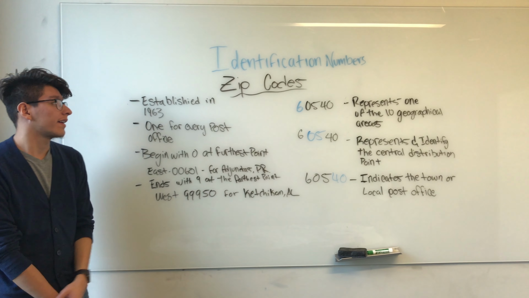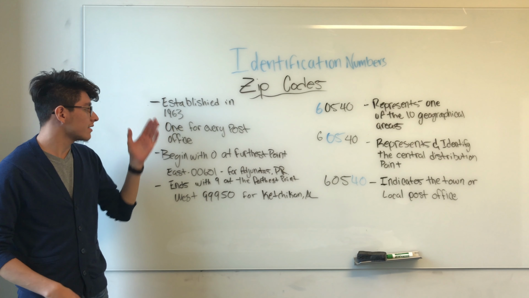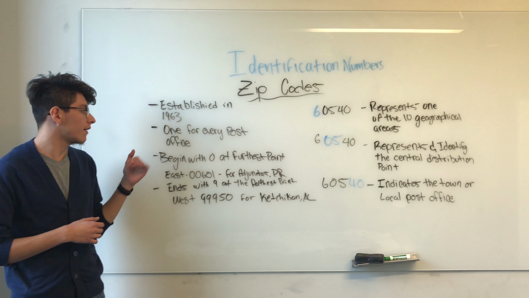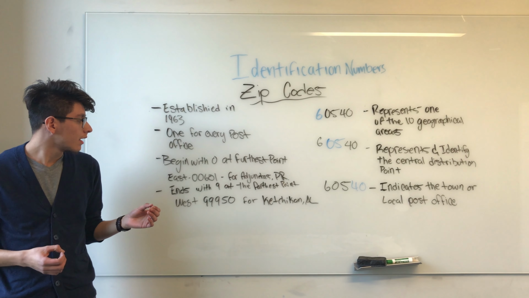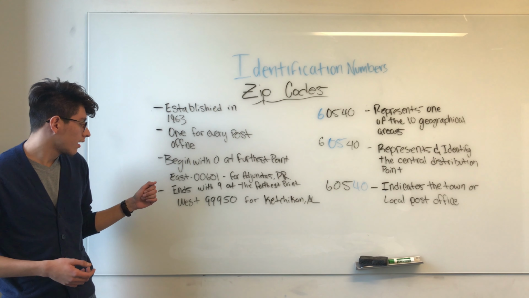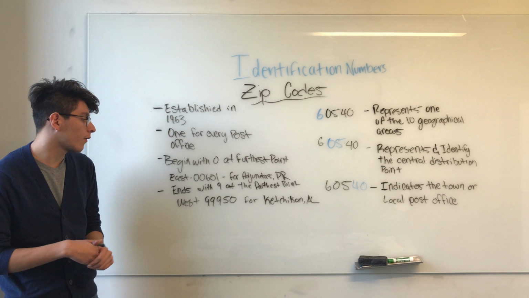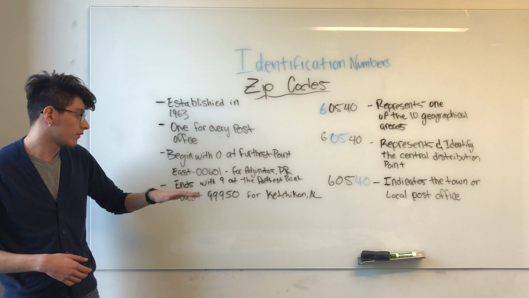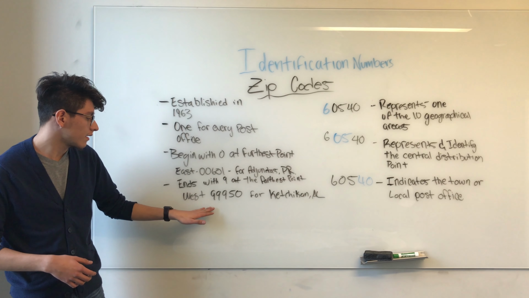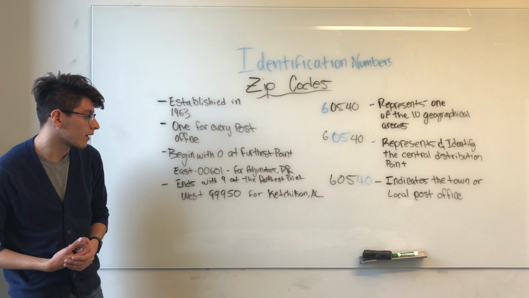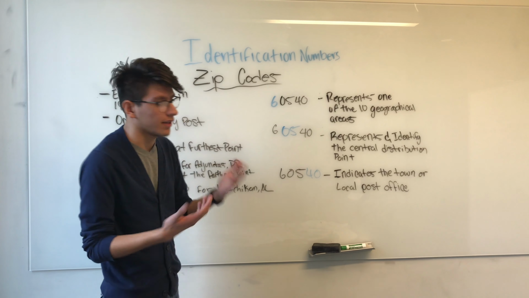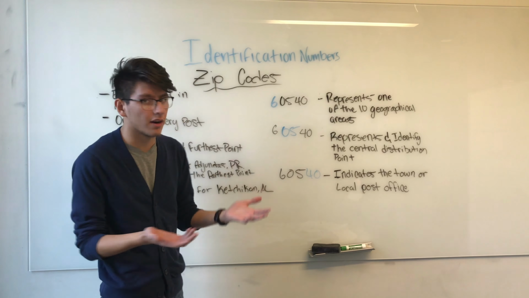Zip codes are another form of identification number. They were established in 1963 in order to number every post office in America. They begin at the furthest point at 00601 for Adjuntas, Puerto Rico, and they end at the farthest point, which is 99950 for Ketchikan, Alaska. They are 5 digits, each representing something different.